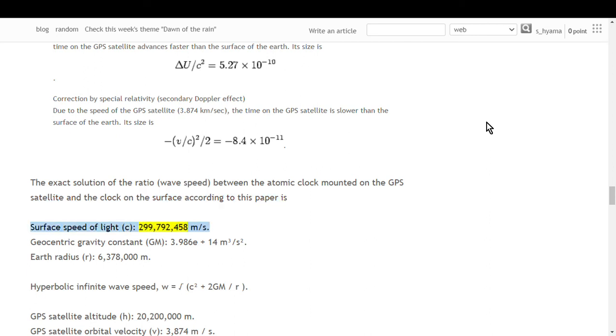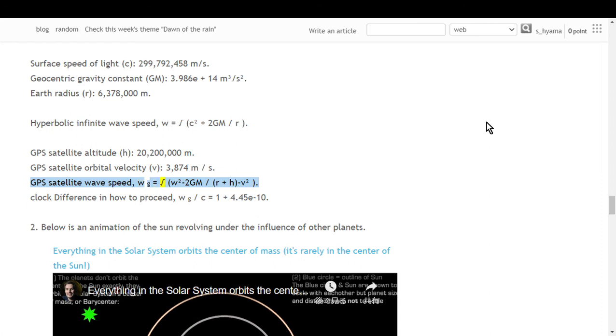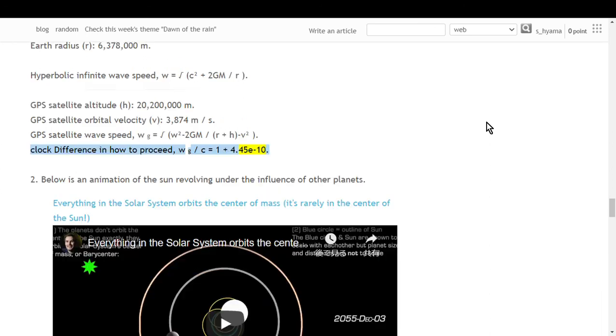Surface speed of light, c, 299,792,458 m/s, geocentric gravity constant, GM, 3.986E+14 m cubed per s squared. Earth radius, R, 6,378,000 m. Hyperbolic infinite wave speed, w equals square root of c squared plus 2GM/R. GPS satellite altitude, h, 20,200,000 m. GPS satellite orbital velocity, v, 3,874 m/s. GPS satellite wave speed, wg equals square root of w squared minus 2GM/(R+h) minus v squared. Clock difference in rate of progress, wg/c equals 1 plus 4.45E-10.